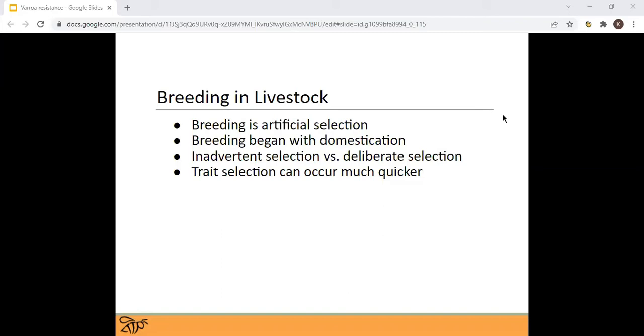When you change the environment of a species, natural selection is going to occur. Farmers who kept animals caught on to the phenomenon of heritability and started selecting their preferred individuals to reproduce and pass on their genetics. So in this deliberate system, trait selection can occur much more quickly than it would otherwise, or depending on the trait being selected, than it would at all.